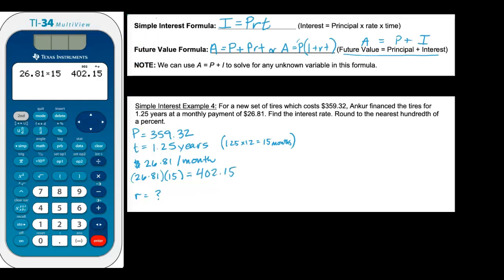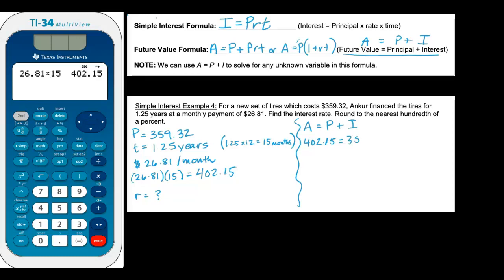And so that's the amount of money that he paid in the end. What we can do here is find the difference between that number and the principal to find our I. We can use this formula right up here: the future value equals P plus I. So the 402.15, that's the future value, the end amount or total amount that this person paid.